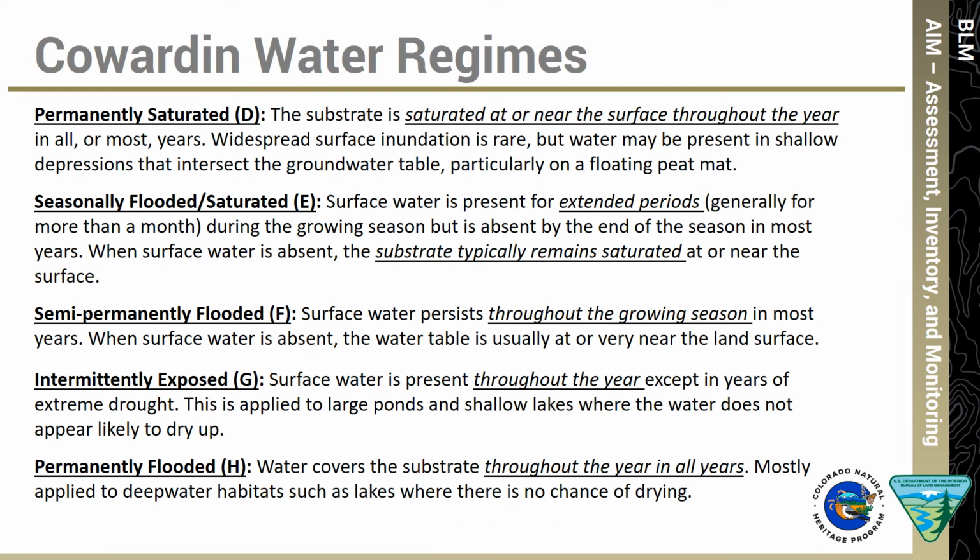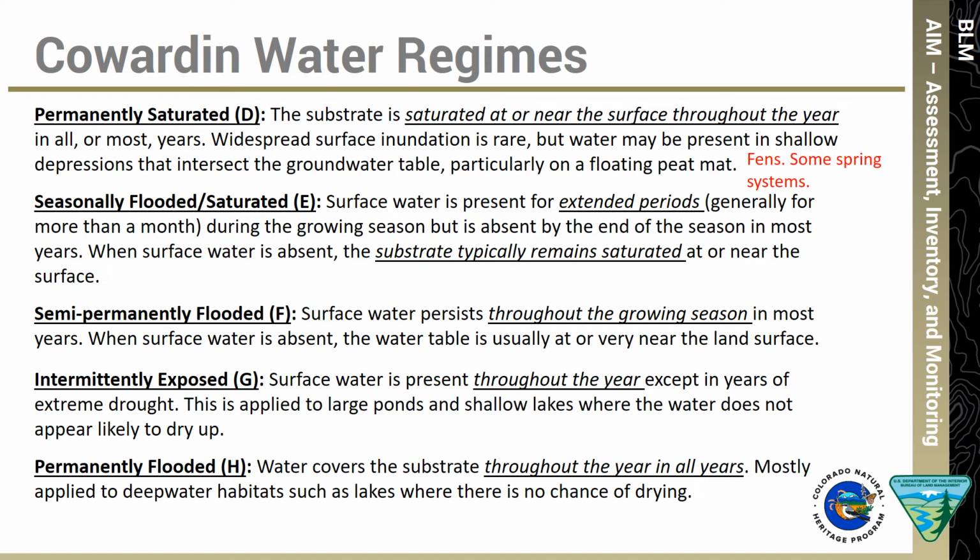The second slide on water regimes contains the wetter regimes, starting with D, or permanently saturated. For these wetlands, the substrate is saturated at or near the surface throughout the year in all or most years. Widespread surface inundation is rare, but water may be present in shallow depressions that intersect the groundwater table, particularly on a floating peat mat. This regime is used for bogs, fens, muskegs, and some spring systems.